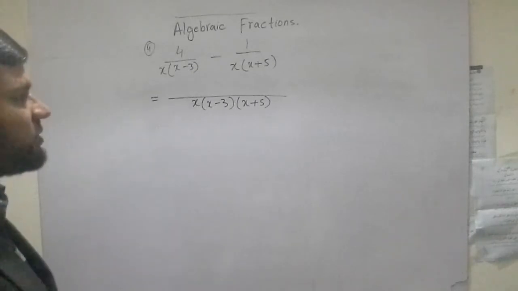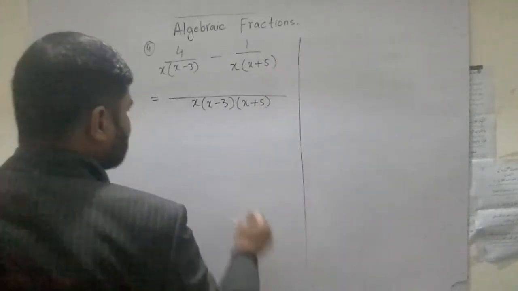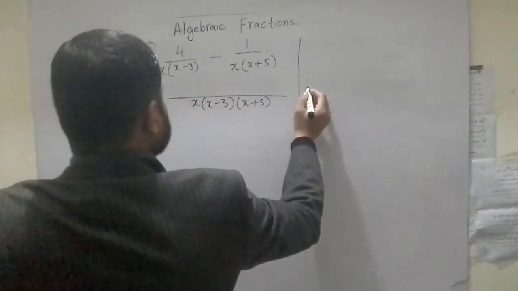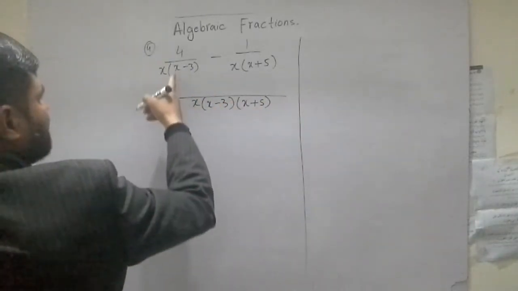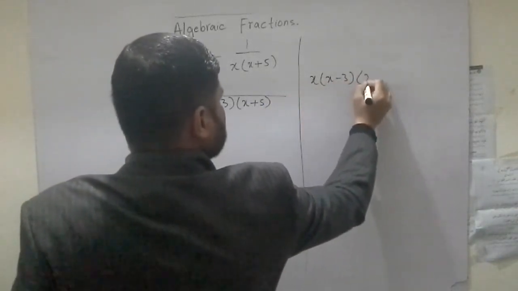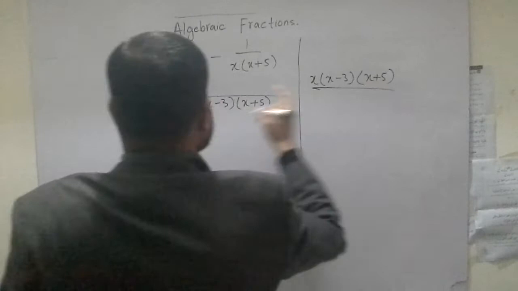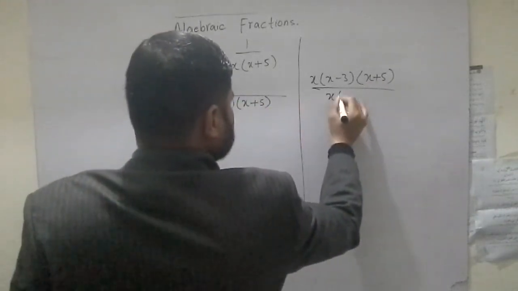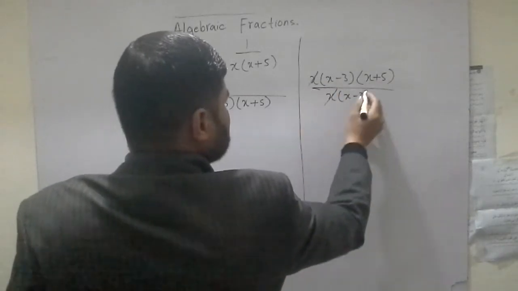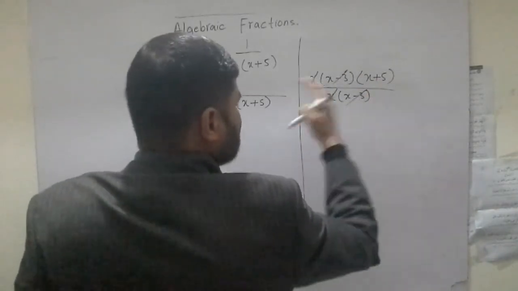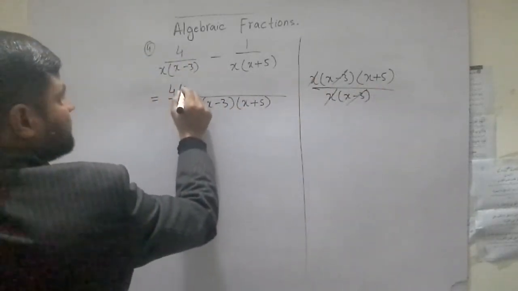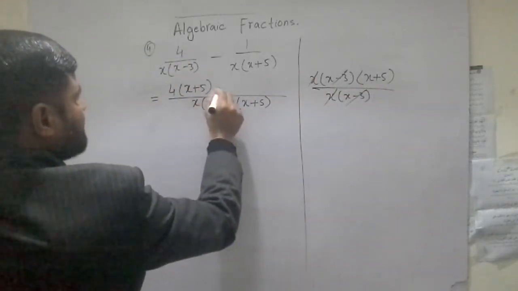Now what we are doing next is again the same step: divide this LCM by the denominator of the first fraction, since we are dealing with the first fraction first. So x into x minus 3 into x plus 5, divided by x into x minus 3. This x will be cancelled with this one, and this x minus 3 will be cancelled with this. So you are left with x plus 5. This needs to be multiplied with the numerator here. So 4 into x plus 5, minus sign.